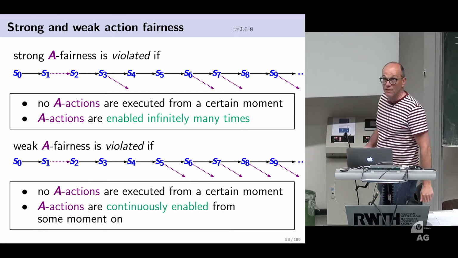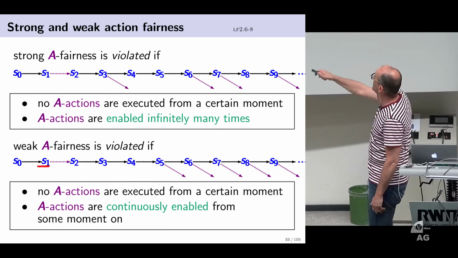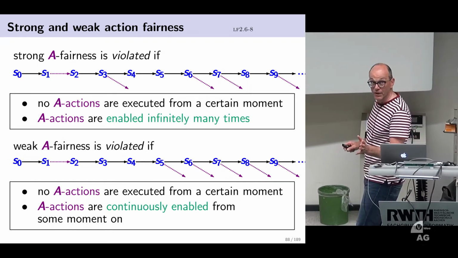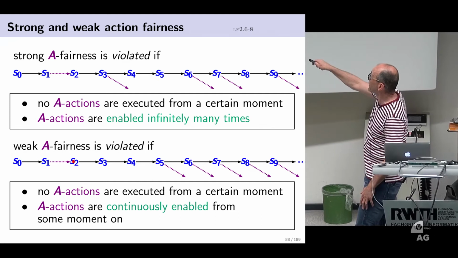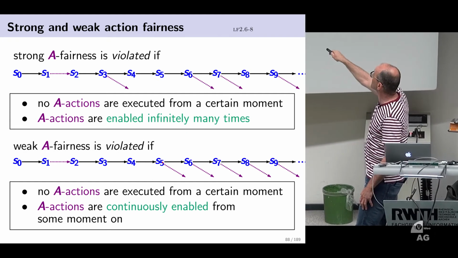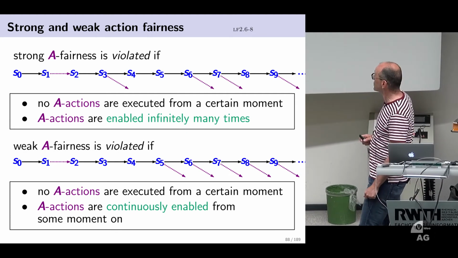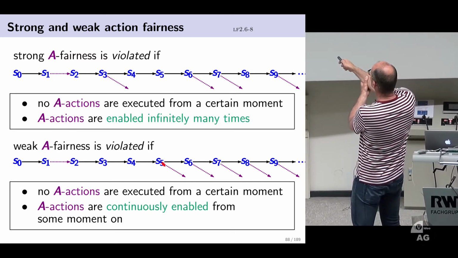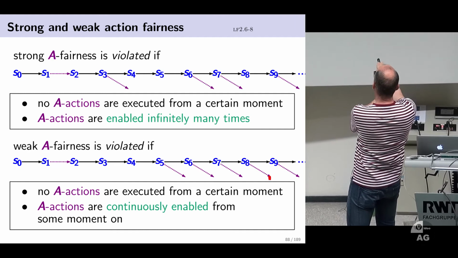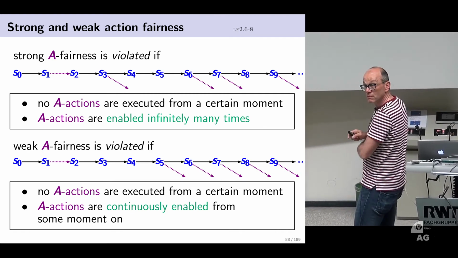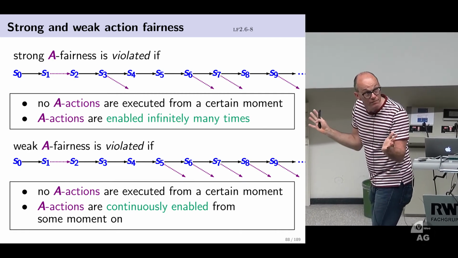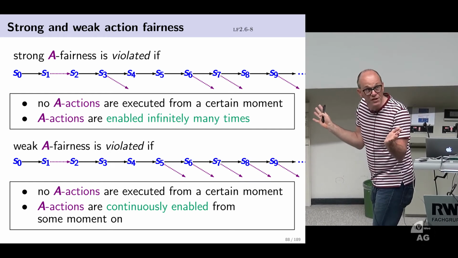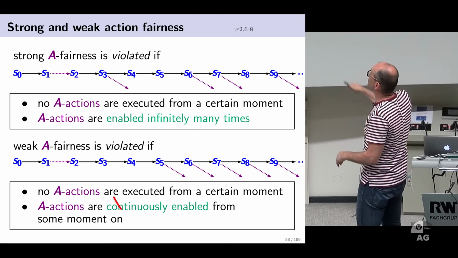Weak fairness. So again, I have a run. Same as before, dashed means either you take an action in the capital set A or an action is enabled. Here you see a pattern that from this state on, you could always have taken some action in A. Maybe not always the same, but some action in A. But you didn't do that, right?